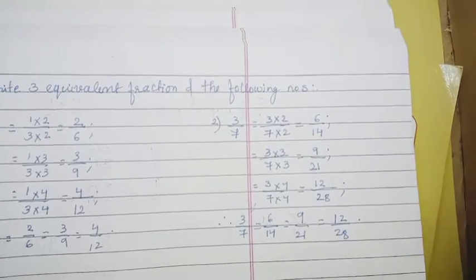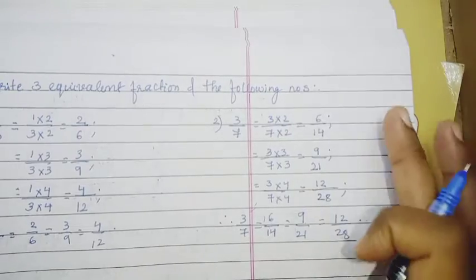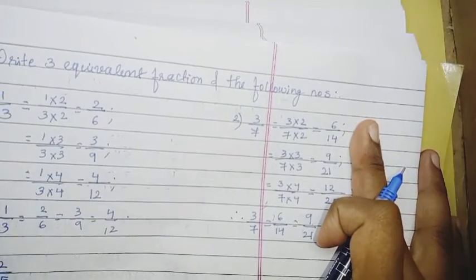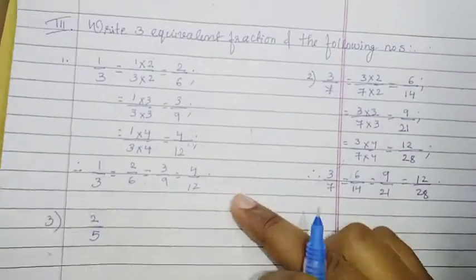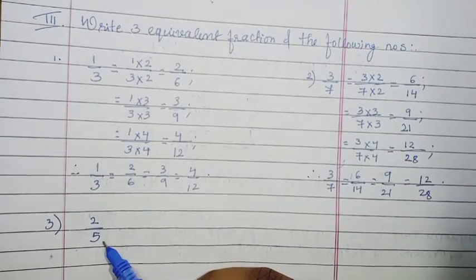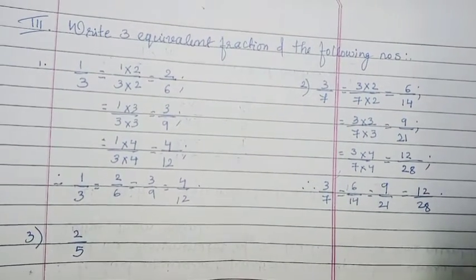Okay, it is very simple. These are the equivalent fractions of this number. So what you have to do, you have to write down the fraction, multiply numerator and denominator by the same number, you will get some fractions. You just have to write equals to with the question. Okay, the third one is 2 by 5. I am giving this to you as homework, children. Please write it down. Okay, thank you.